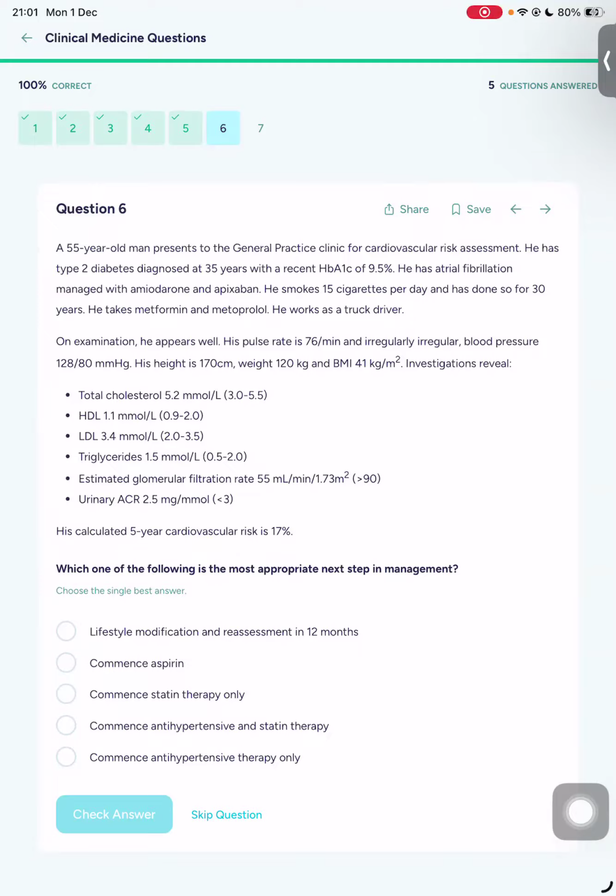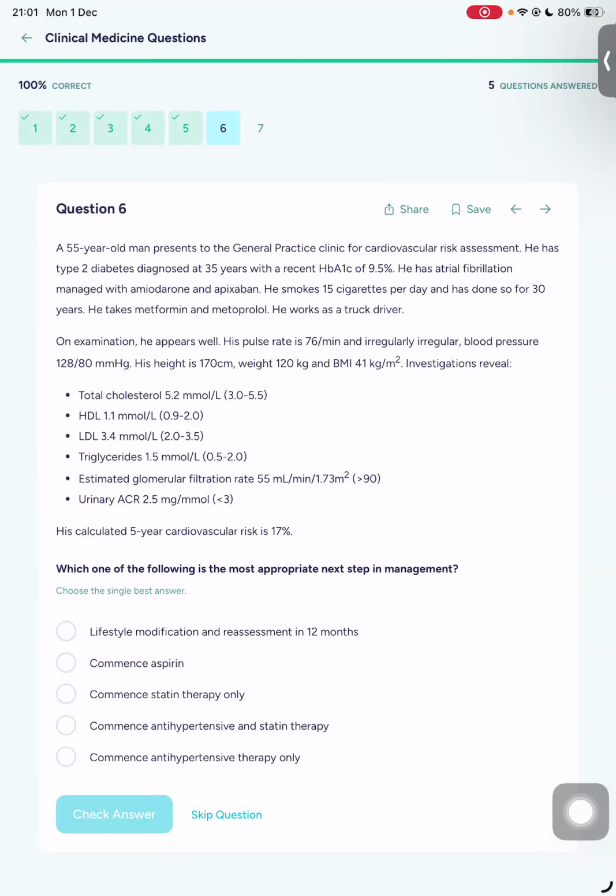He smoked 15 cigarettes per day, has done so for 30 years. He takes metformin and metoprolol. He works as a truck driver. On examination, he appears well.